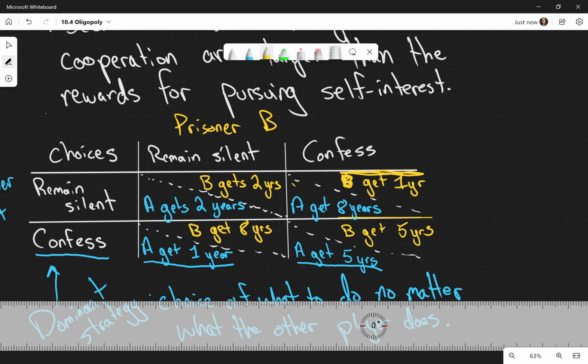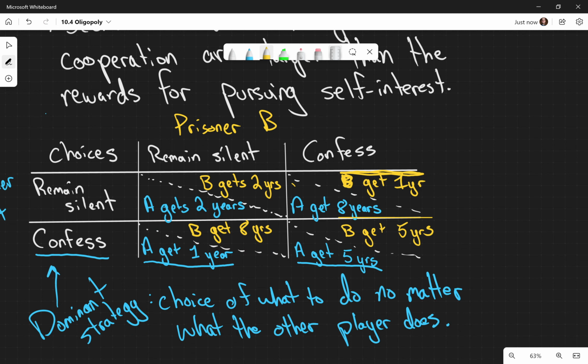So now we can take this away, and we can maybe highlight this a little bit more, and we can say, okay, I can see that regardless of what prisoner A does, I'm going to want to confess as prisoner B. That's my dominant strategy.